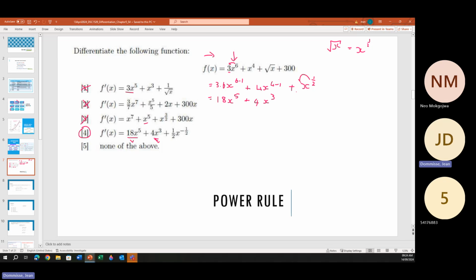The half goes in front. So we have a half x. And then here we have a half minus 1. A half minus 1 is minus a half. And so if we look at that, a half x to the minus a half, so that is correct. And then if we look at the constant rule as well, if I differentiate a constant, it will become 0. So that will fall away, so that our answer is option 4.